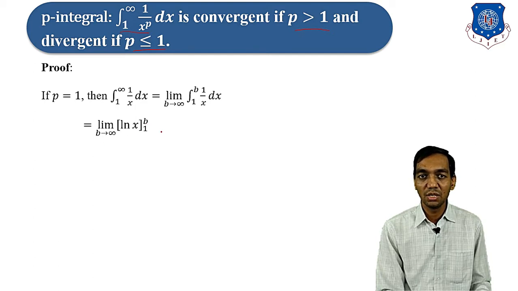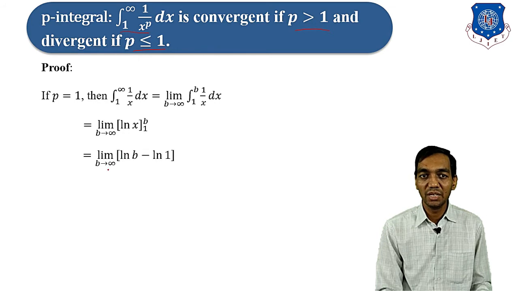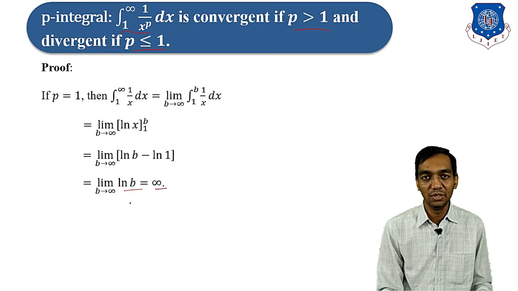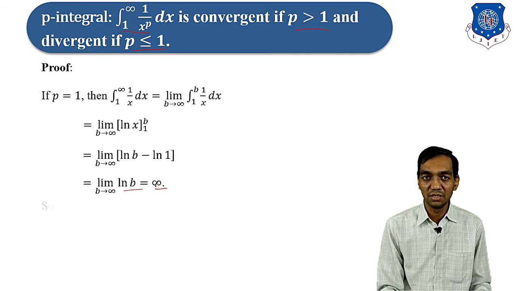Putting the upper limit and lower limit, that will give you limit b tends to infinity, log b minus log 1. Log 1 has a value 0, and if you put the limit into log b, then you will have the answer infinity. That means for p equal to 1, your answer is infinite. That means this integral is divergent.